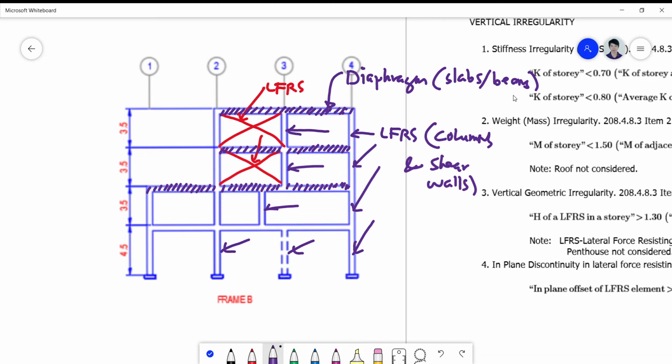When we're talking of other elements in the configuration of your building, we only have to consider, of course, those elements which are a major part of the building. So other elements which are non-structural in nature can be neglected.